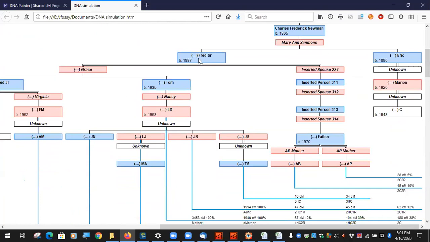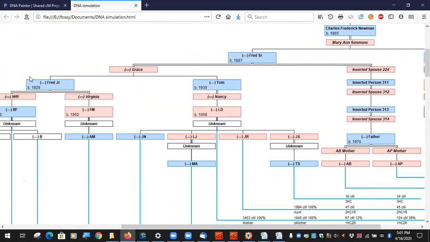So here at this Fred Senior, saying, okay, possibly he had another spouse. It could just be he had an affair or something. So this inserted person could be a half sibling to Fred Jr. and Tom. And like I said, it defaults to a male. I mean, it could easily be a female. But then this father could be a grandchild of that person.